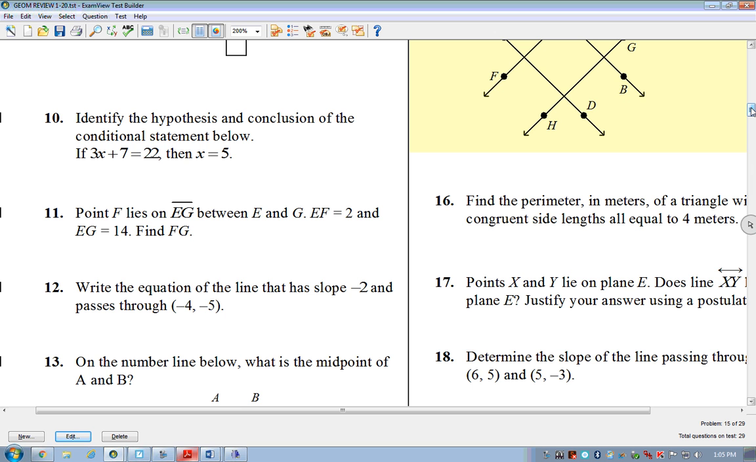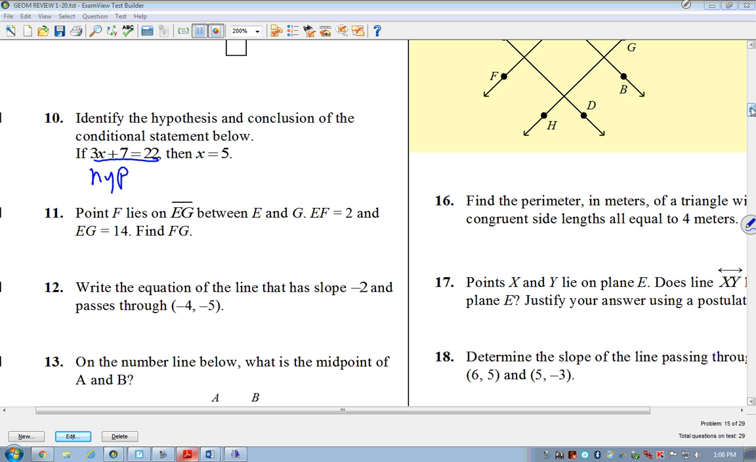Number 10. Identify the hypothesis and the conclusion of the conditional statement. Anybody want to put their hat in the ring on this one? How do I identify a hypothesis? Where does it show up in a conditional statement? It shows up after what? Blake? After the word if, and when does it stop? Before the comma. So what do I have after the word if and before the comma here? 3x plus 7 equals 22 is my hypothesis.